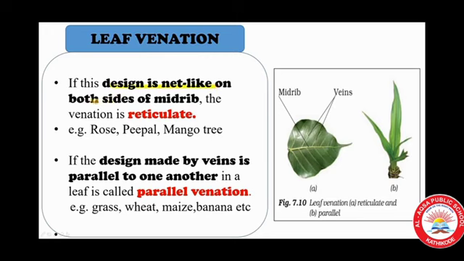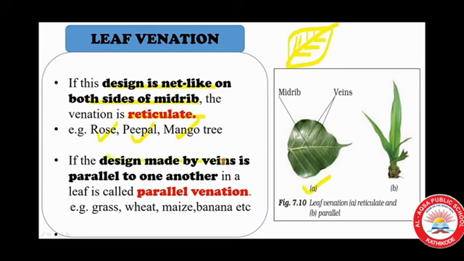Then what is reticulate venation? If this design is net-like, now you can see here in this leaf it is net-like on both sides of the midrib. This type of venation is called reticulate venation. Example, rose leaf, peepal, mango tree leaves.